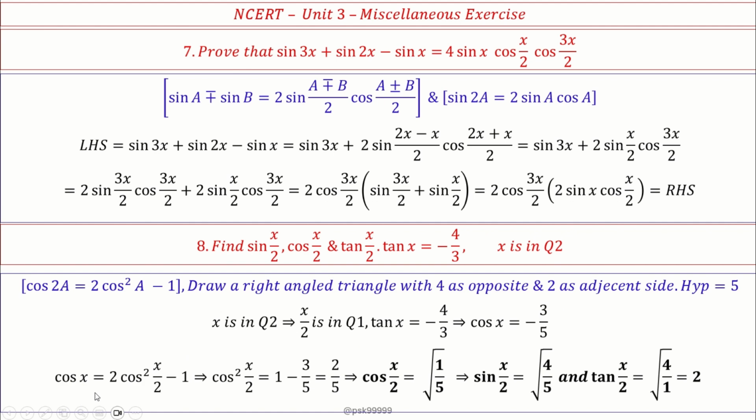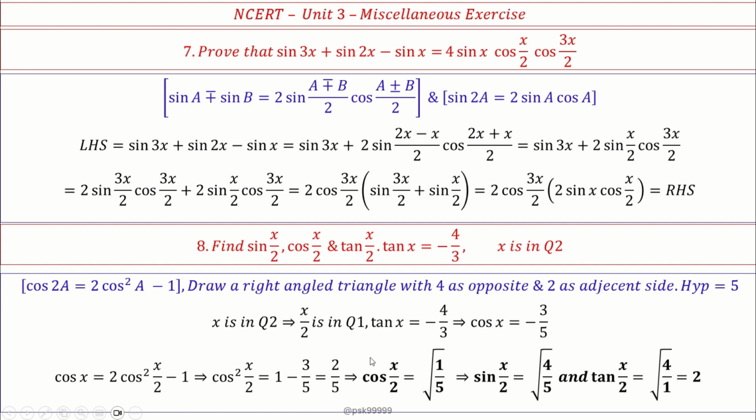It is the second quadrant. Once you know cos x, how do you go to x by 2? Cos 2x equals 2 cos square x minus 1. Same thing I am applying here: cos x equals 2 cos square x by 2 minus 1. With this I will get the cos x by 2 value.